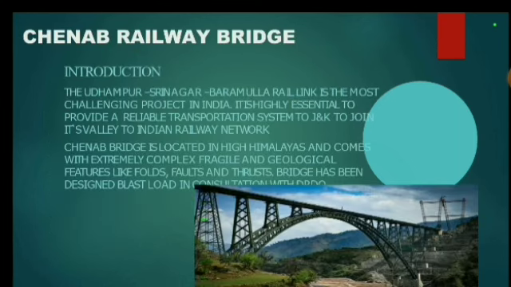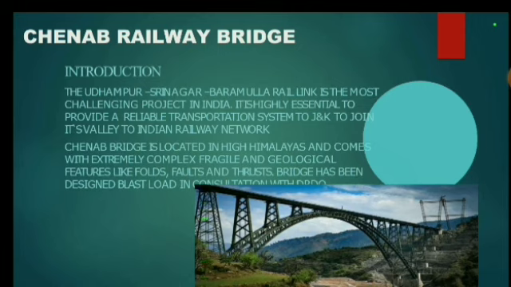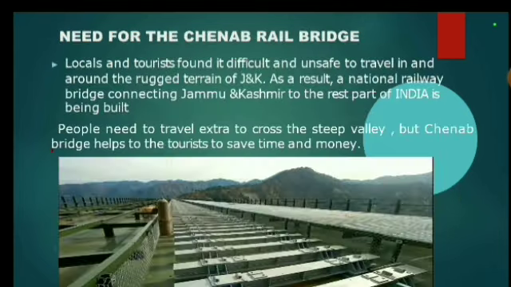The Udhampur Srinagar Baramulla rail link is the most challenging project in India. It is essential to provide a reliable transportation system to Jammu and Kashmir to join its valley to the Indian railway network. Chenab Rail Bridge is located in the high Himalayas and comes with extremely complex, fragile geological features like folds, faults and thrusts. The bridge has been designed for blast load in consultation with DRDO.